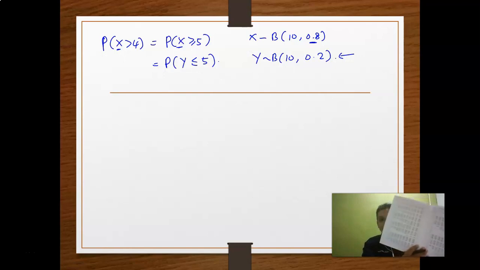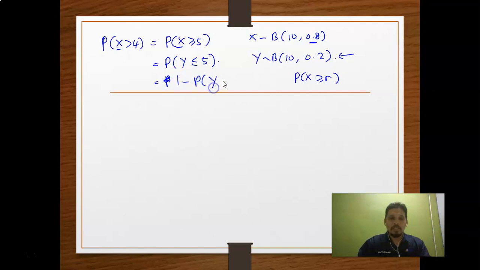But this table, this book, gives us the reading for x greater than or equal to r. So for this one here, we come up with 1 minus the probability of y greater than or equal to 6. Okay, so meaning here, it is 1 minus, so find this in the box, it gives you 0.0064, and this is equal to 0.9936.